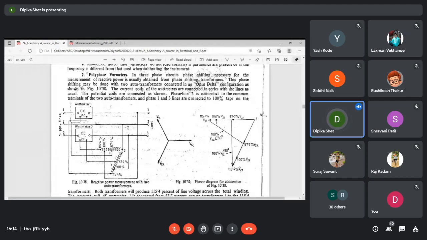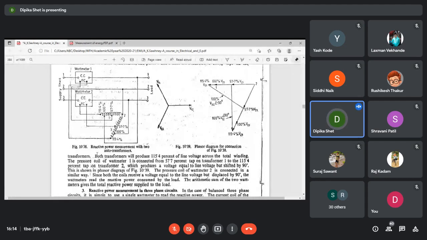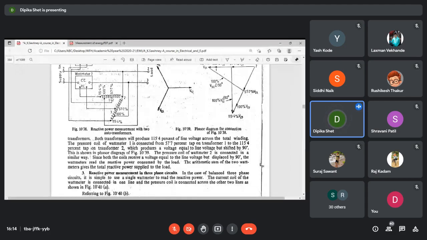Now this phase, line 2, is connected to the common terminal of the two auto transformers, and lines 1 and 3 are connected to the 100% tappings of the auto transformers. Both transformers will produce 115.4% of our line voltage across the total windings.